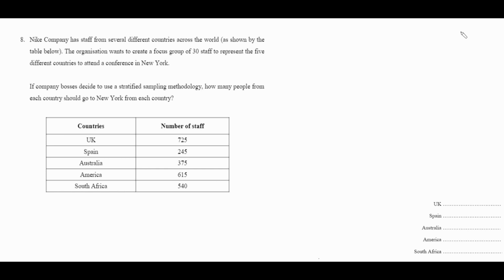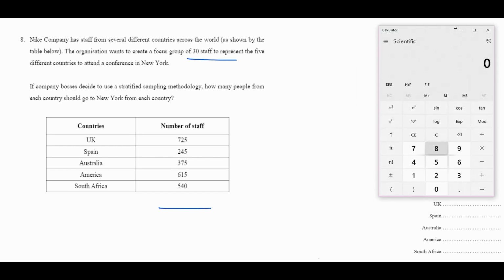Nike company has staff from several different countries across the globe, and 30 staff is the sample size. All these are given, and we need to find the total. The numbers get bigger, so you need to be very careful adding them. 725 plus 245 plus 375 plus 615 plus 540. So the answer is 2500.